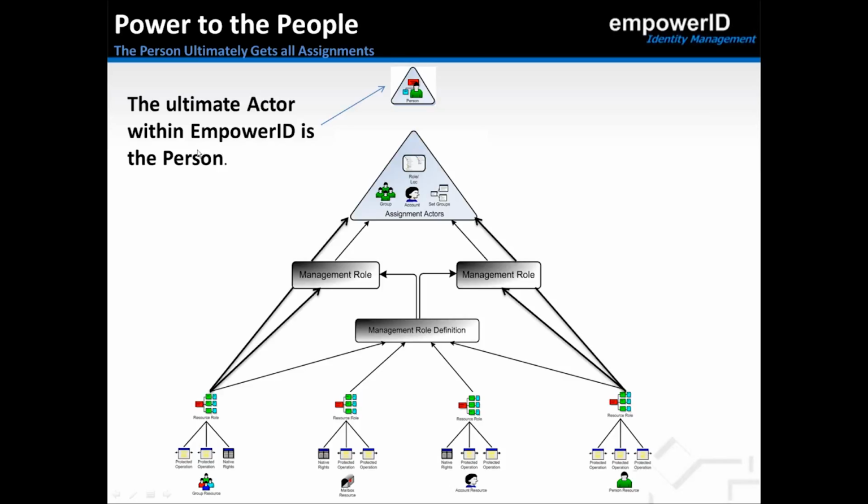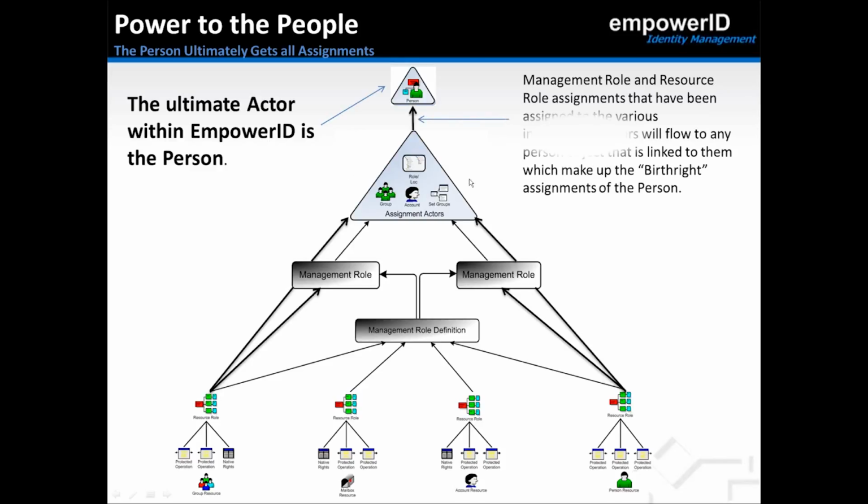If you remember from one of our previous videos, the ultimate actor within EmpowerID is the person. A person object is the only entity within EmpowerID that can actually run a workflow and have rights assigned to it for being able to do work. All right. So what we see here is management roles and resource role assignments that have been assigned to these various intermediary actors or assignment actors will now flow up to any person object that is linked to them, which makes up what I like to call the birthright assignments for the person.